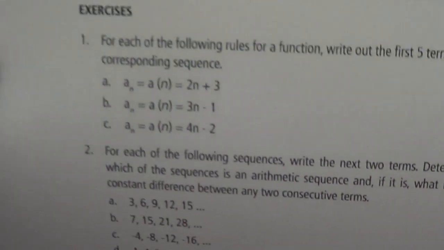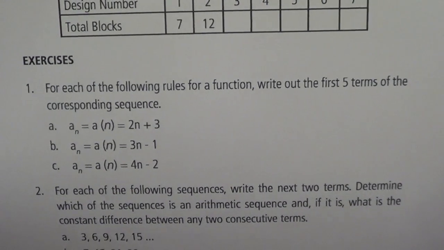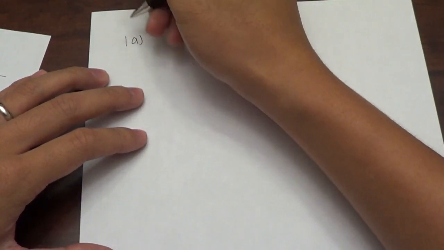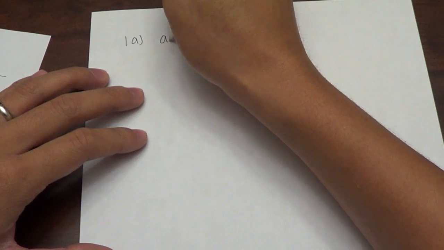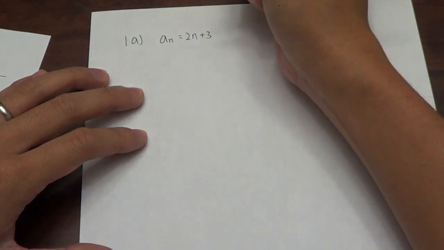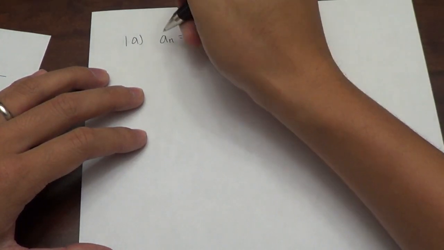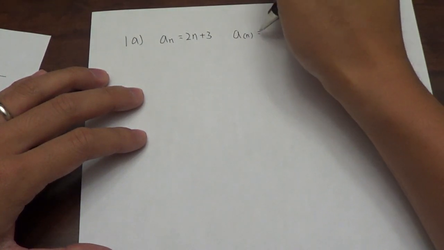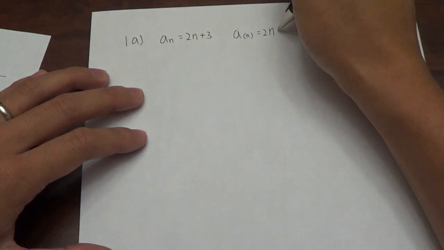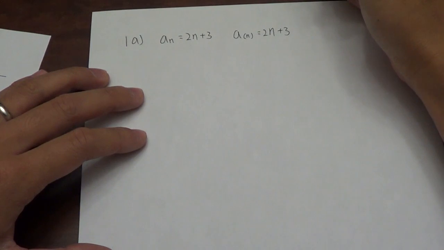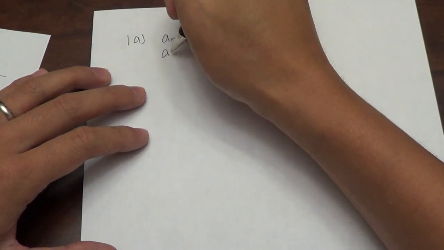Number 1, for each of the following rules, write out the first 5 terms. So for 1a, we have a equals 2n plus 3. Now just a note, that is the same thing as a(n) equals 2n plus 3. These two are interchangeable, they're just different ways of writing it. So I'm just going to use the first one.